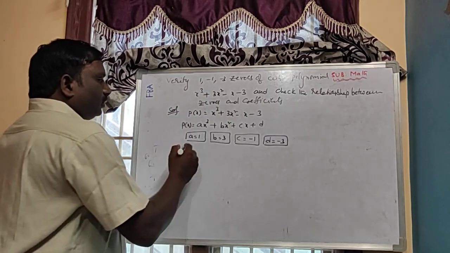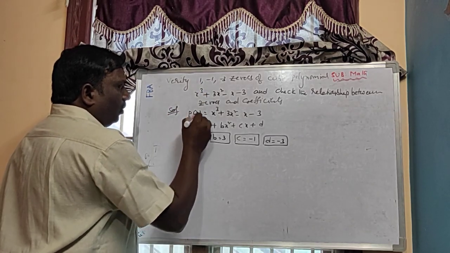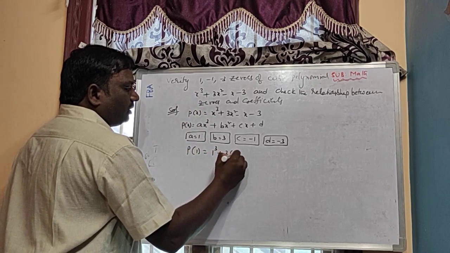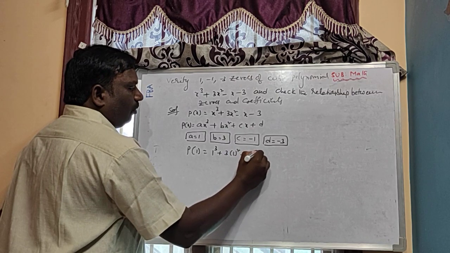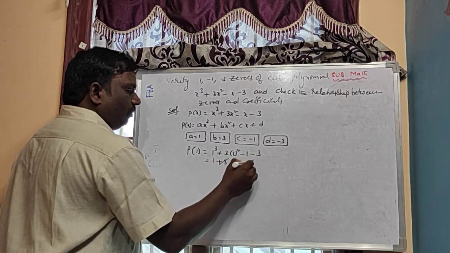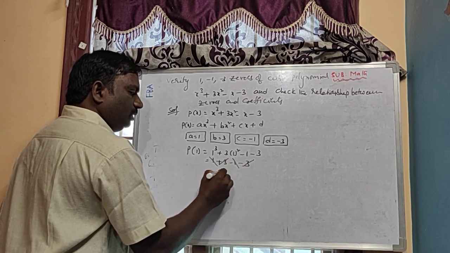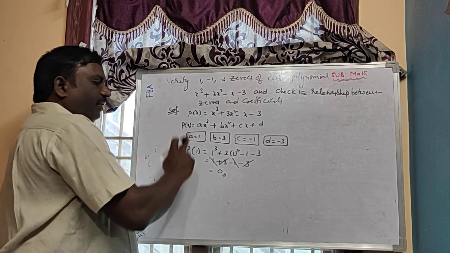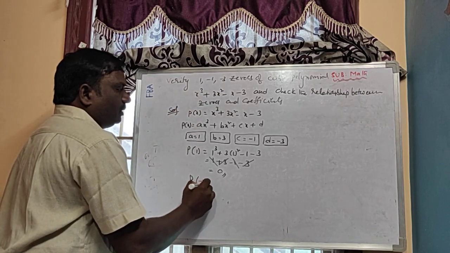So now, P of 1, I am substituting. 1 cube plus 3 into 1 square minus 1 minus 3. 1 plus 3 minus 1 minus 3. Plus 3 minus 3 cancel, plus 1 minus 1 cancel, 0. So the first zero is verified, and the second zero is minus 1.